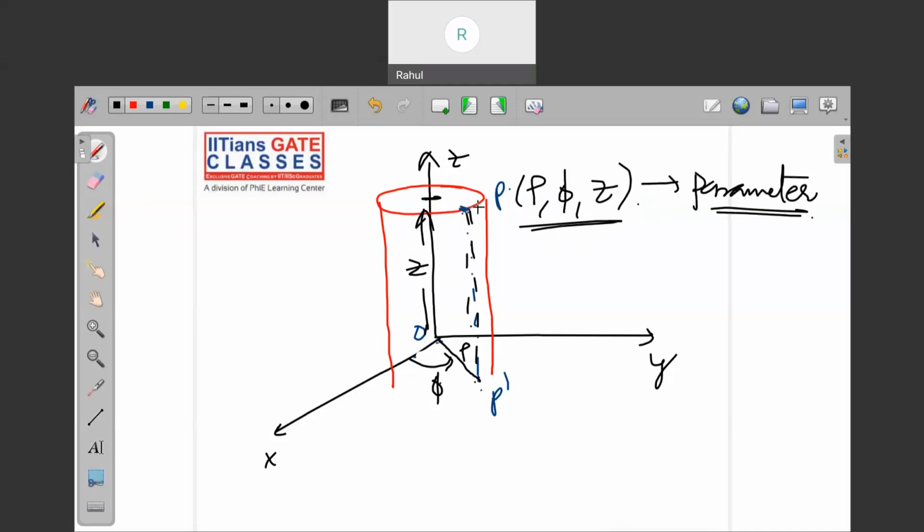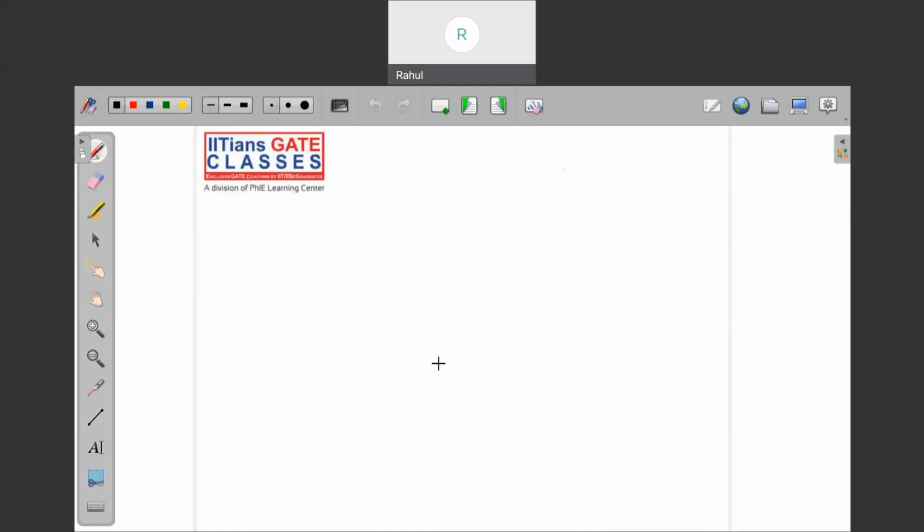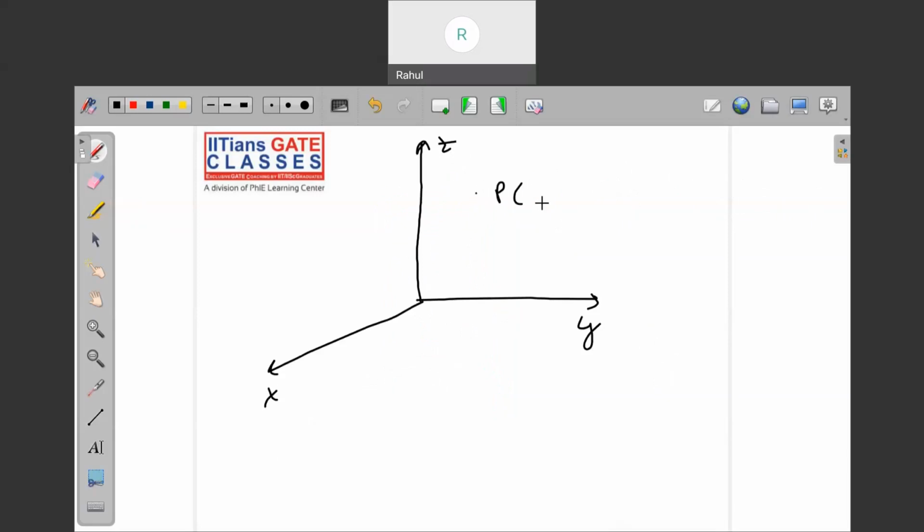So what we have done is we have taken one point P on the circumference of the cylinder, and we have taken down the projection. Now we can see the relation between Cartesian and cylindrical coordinate parameters. What are the relations? Let me draw again the x, this is y and this is z. There is a point P, which has coordinates rho, phi, z. Let us take the projection of this point. There is a projection P dash. This is rho and this is phi.